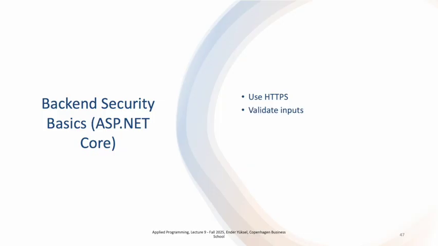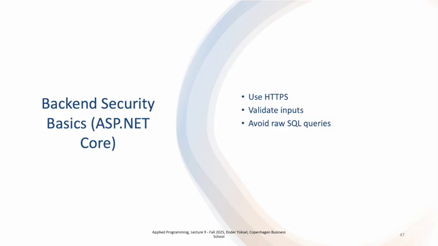Second, validate all user inputs. Never assume that the data coming from the frontend is safe. For example, if a user submits a form with their name, they could instead submit malicious code. ASP.NET Core provides model validation attributes like required, string length, and regular expression to help enforce rules on incoming data.